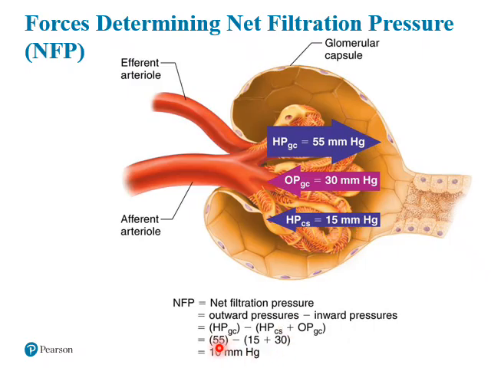So you're going to deduct this 15 millimeters of mercury pressure from 55. That's going to be the net, right? 35, right? But then you have also another opposing pressure, which is the colloid osmotic pressure.